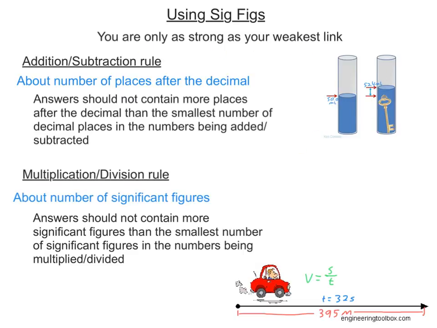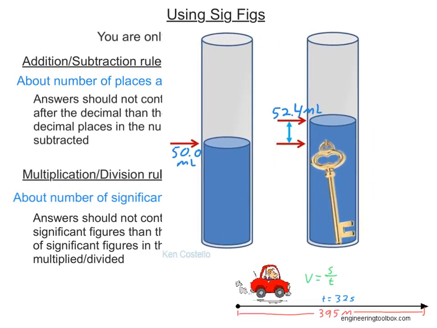So take this example over here. Maybe we'll blow that up for us here. I have a water displacement going on. I started out at 50.0 milliliters, indicating I can measure down to the tenths place, and then I put the key in and it went up to 52.4. So whenever I subtract these two, this is going to turn out to be 2.4 milliliters. And the key here is that both of these go down to the tenths place. From that, I need to make sure my measurement goes down to the tenths place as well.